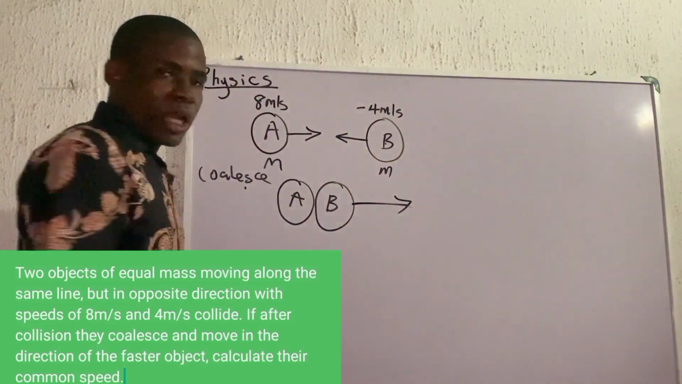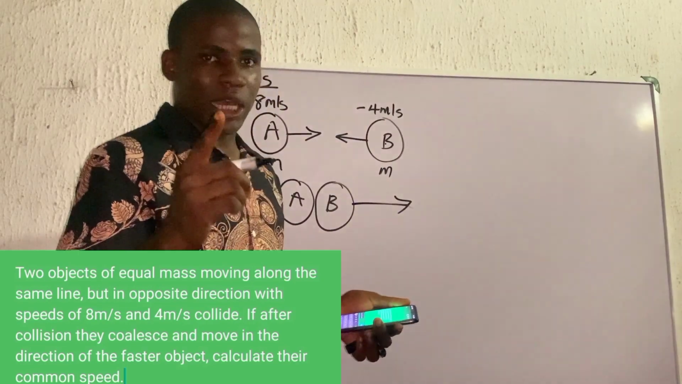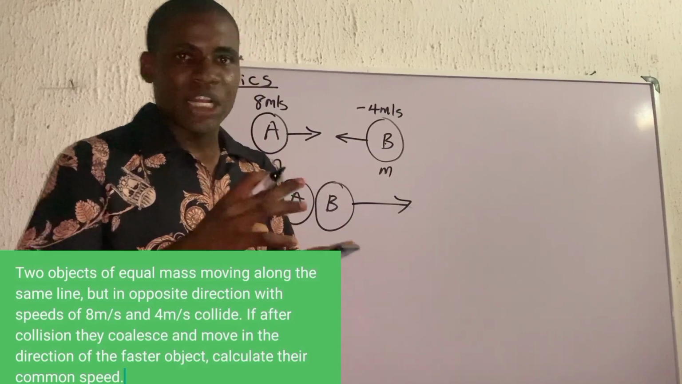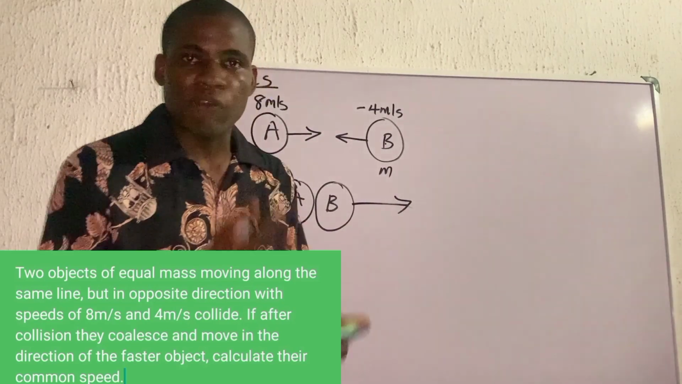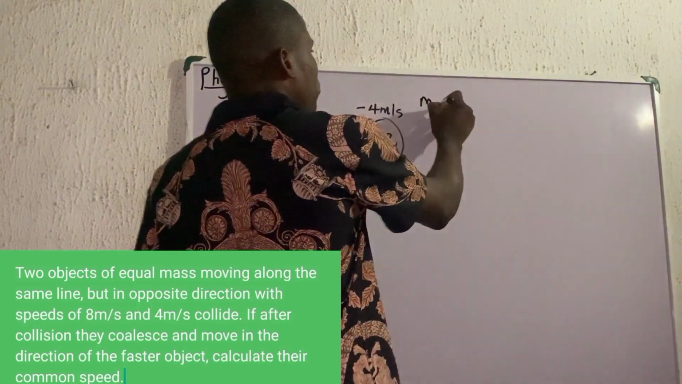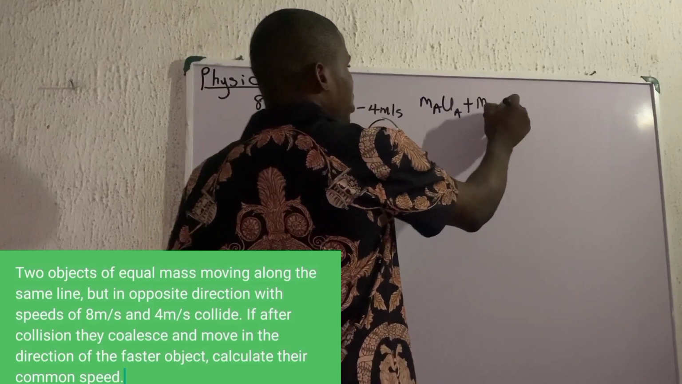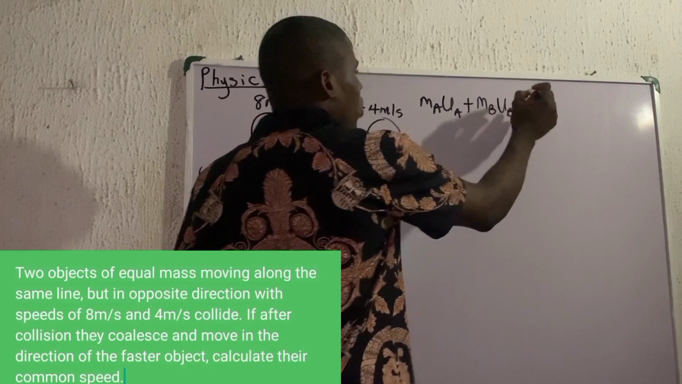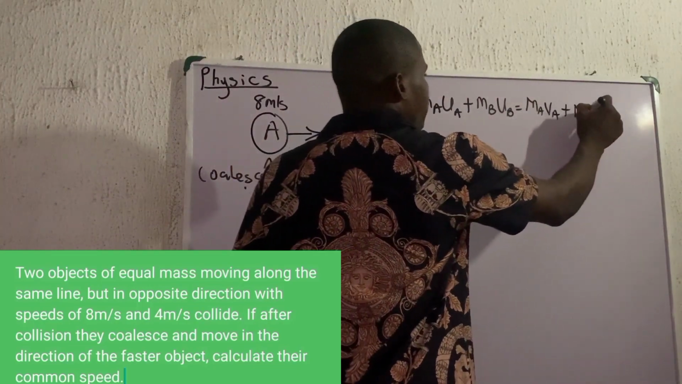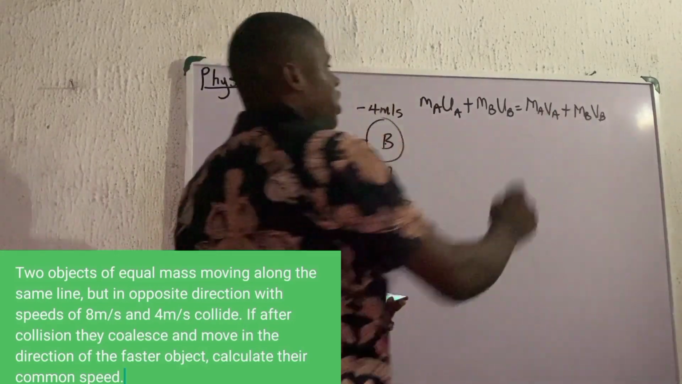So the next thing we are going to do here is to write the formula I told you before, which is the formula we got after deriving conservation of linear momentum. Total momentum before collision is equal to total momentum after collision. So I have MA UA plus MB UB will be equal to MA VA plus MB VB. That's what conservation of linear momentum says.